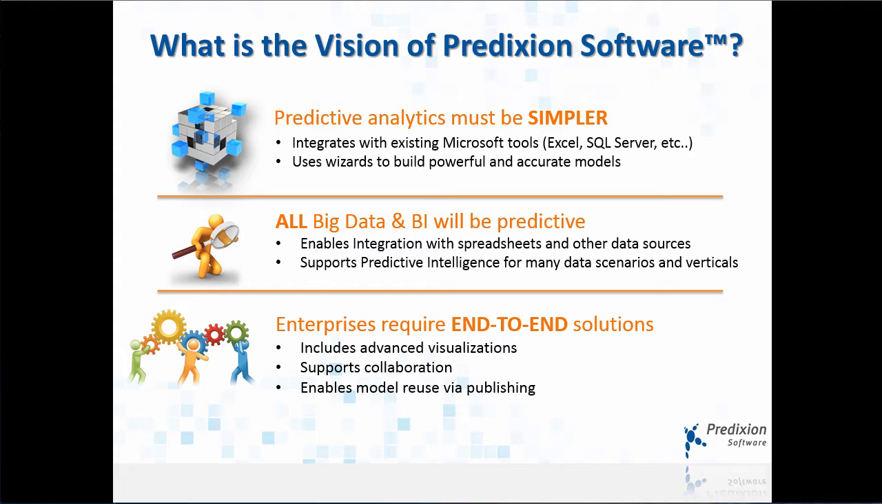And the third core principle is that enterprises need end-to-end solutions. They may start with a model that's built in Excel, but prediction software includes advanced visualizations that can run in a browser. They also include collaborative abilities, the ability to publish models, and reuse and share models across the enterprise.